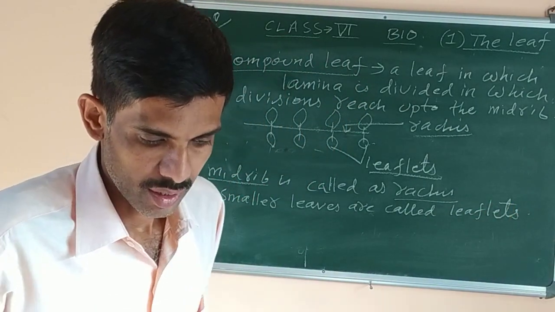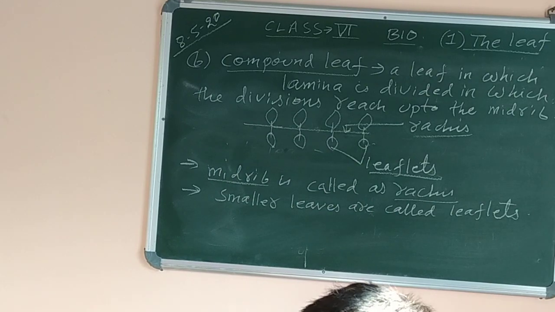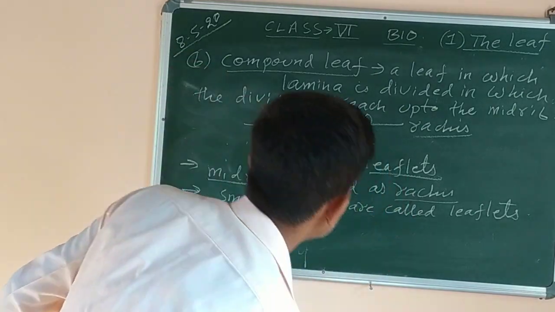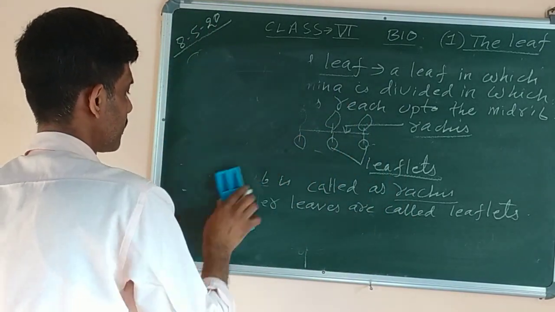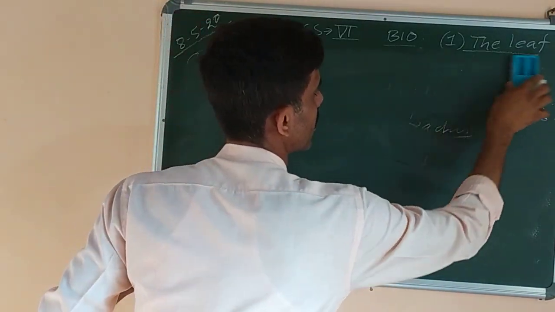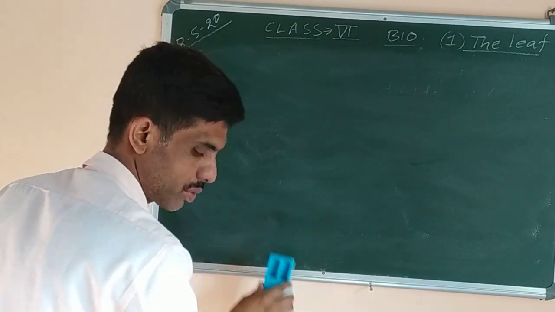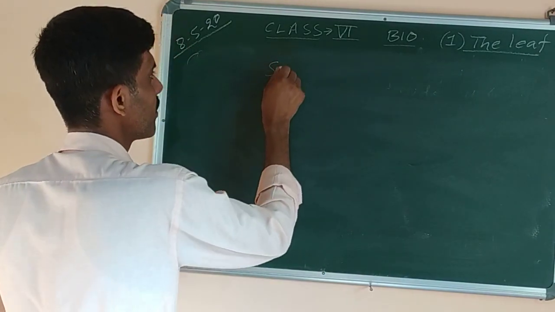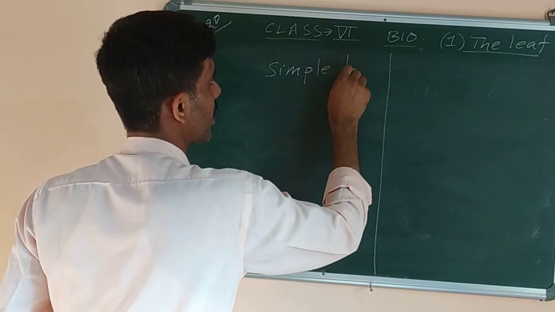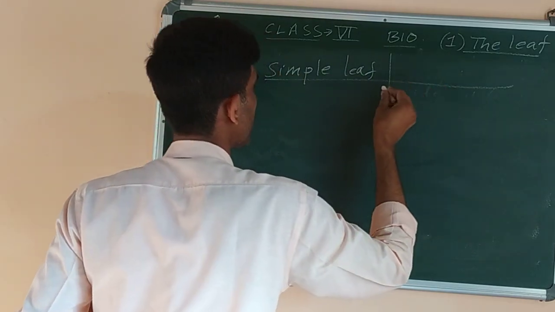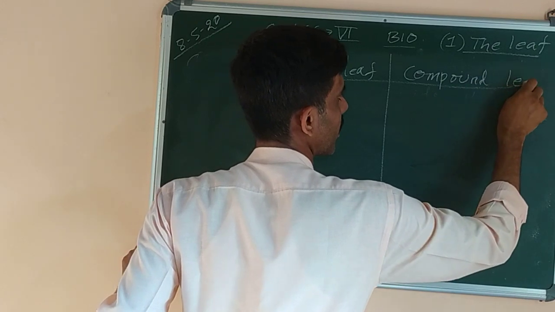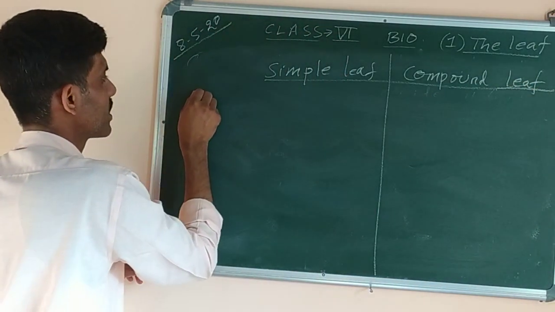Okay, finished? Now next we have to study the differences between simple and compound leaf. One last topic. Only two or three differences are there. This one I will give you as homework also. You have to do it in your copy, write it and learn. Simple leaf and compound leaf. What is the first difference?